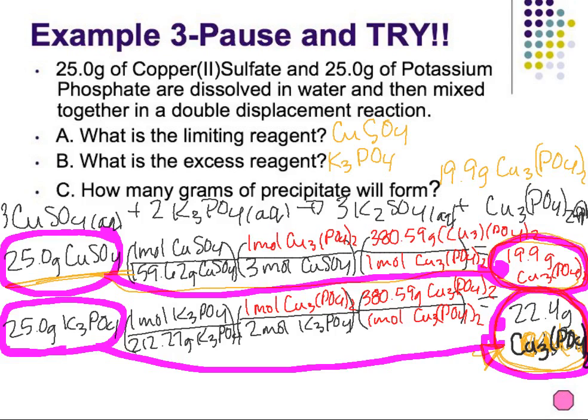So I can only make 19.9 grams of copper 2 phosphate, because after that is made, I run out of copper 2 sulfate. I will never make 22.4 grams of copper 2 phosphate, because I'll run out of copper 2 sulfate before I can make that much. So our K3PO4 will never get all used up. We'll have leftover of it.